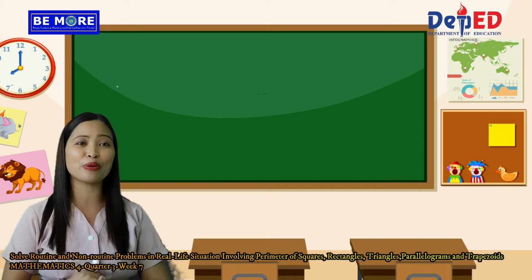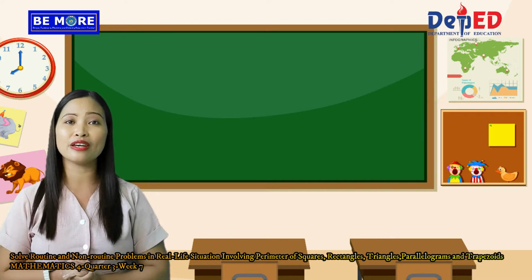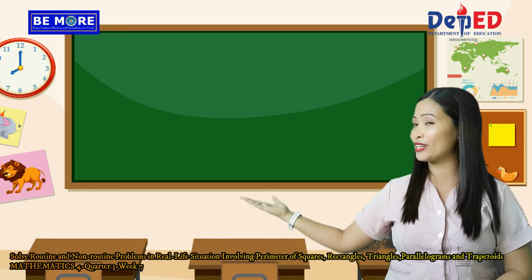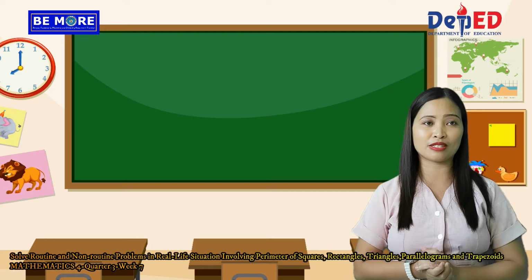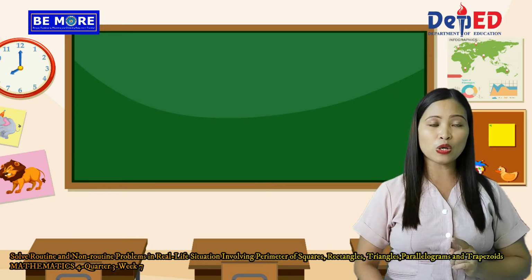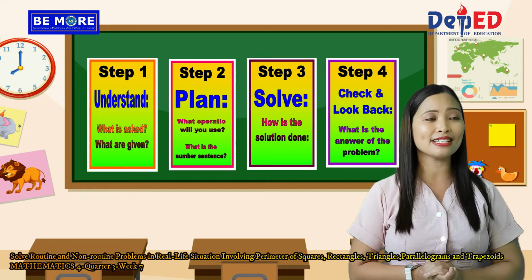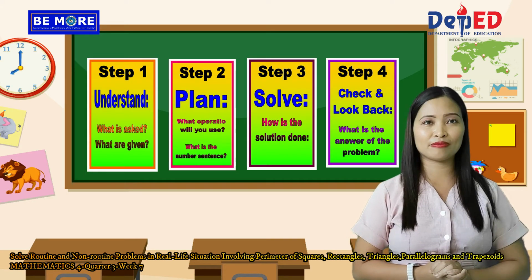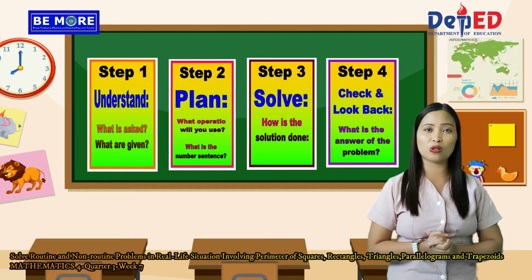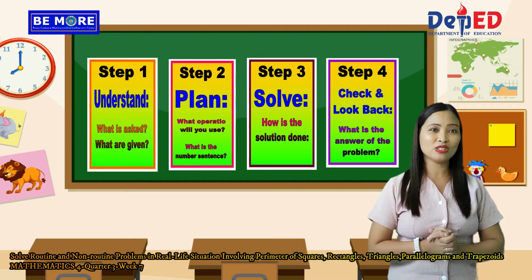Kids, can you still remember the steps in solving word problems? Why don't we recall them? As shown in the process flowchart, we need to follow 4 steps in answering word problems. Step 1. In order to understand the problem, you need to answer number 1. What is asked? Number 2. What are given? Number 3. You can now solve using the number sentence that you have come up with. Step 4. Finally, you need to check your answer.